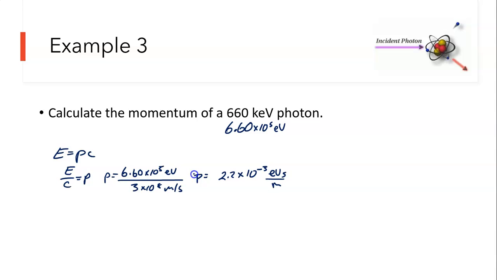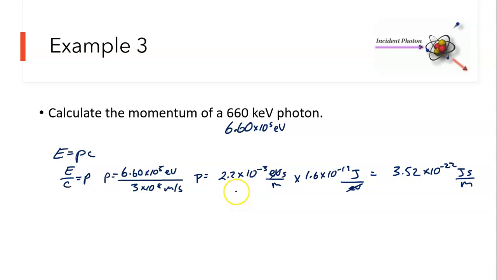Now, if you wanted to convert this into our regular standard units, we've got this in electron volts. Well, it's 1.6 times 10 to the negative 19 joules per electron volt, and the electron volts cancel out, and we'll leave you with an answer of 3.52 times 10 to the negative 22 joule seconds per meter.